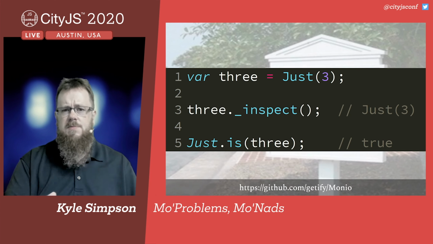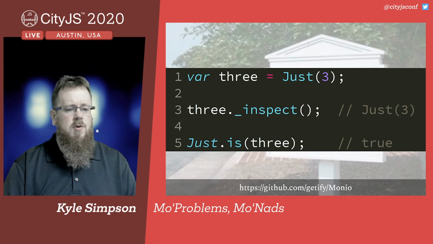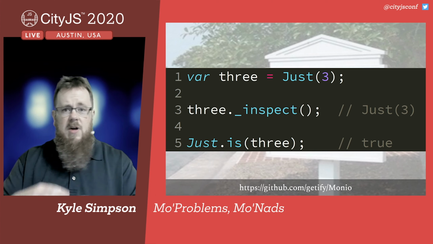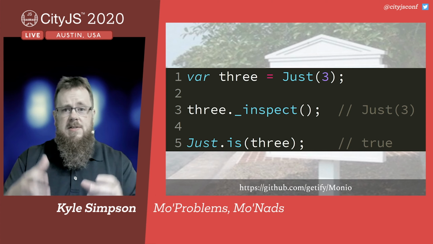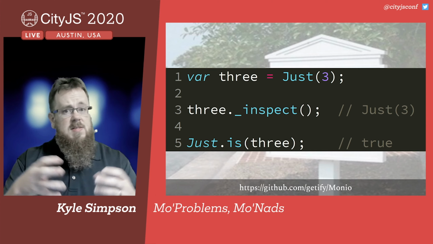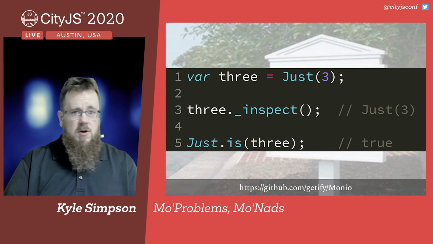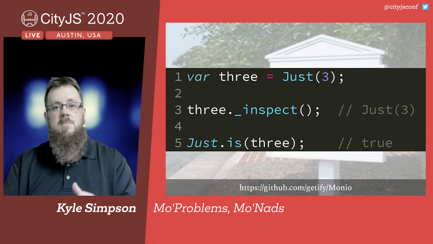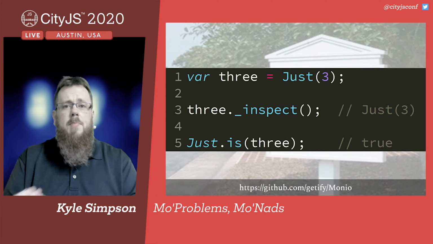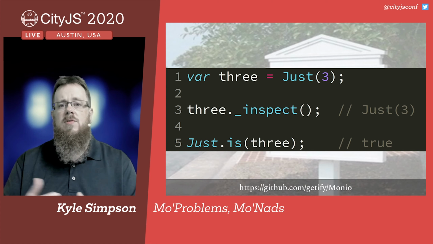So I think we should look at some code to try to make this a little bit more concrete. This is an example using a library that I wrote, which is called Monio, and I'm not trying to sell you on the library, I'm just using it as a concrete way to illustrate in our code. Here with Monio, we have this thing called just. It's just a function. You see on line 1, I call it, and I pass in the value 3. And what I get back is this monad wrapper, this monadic wrapper around the value 3.